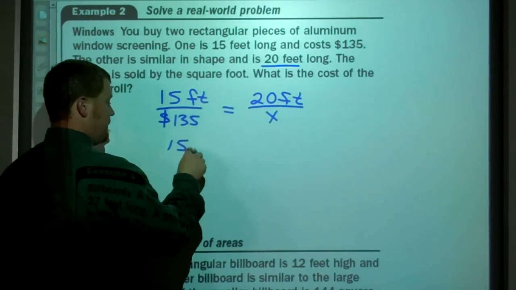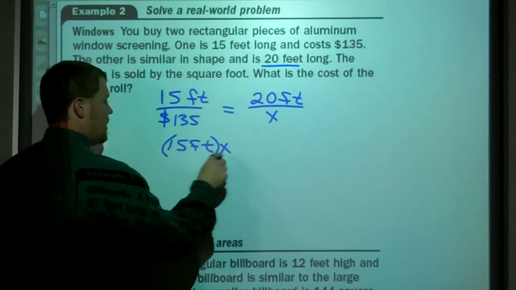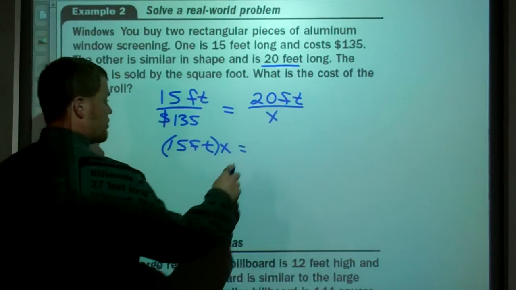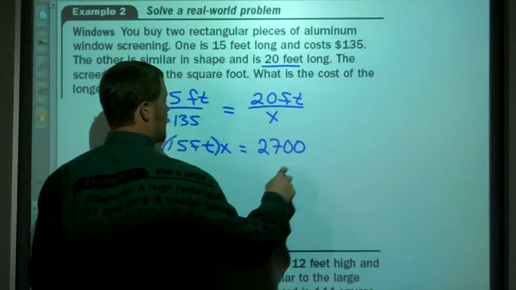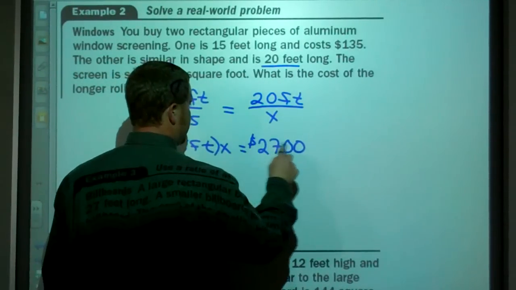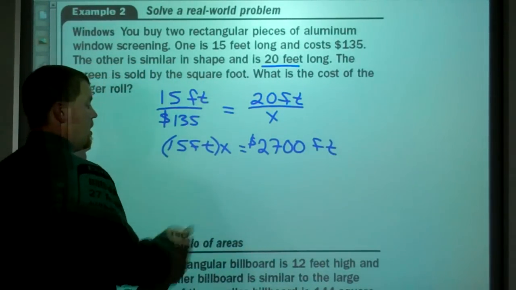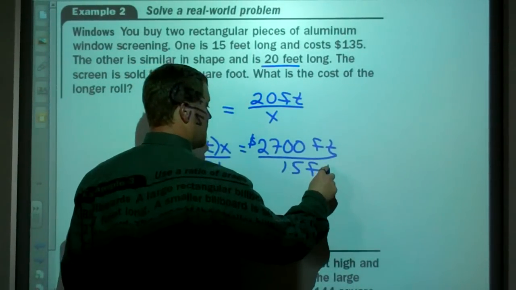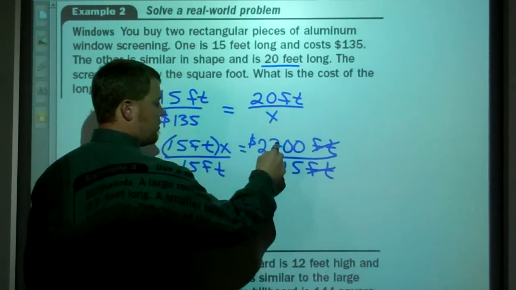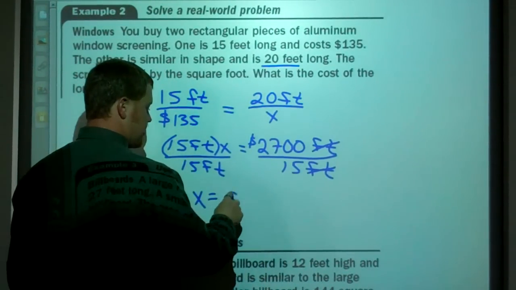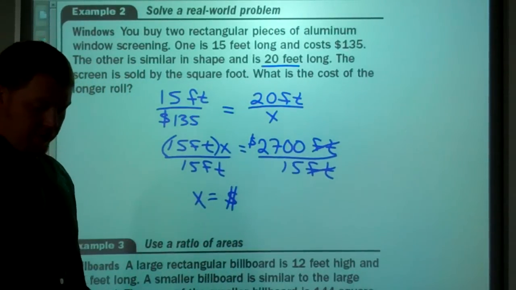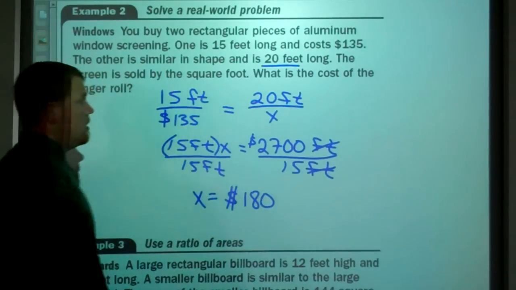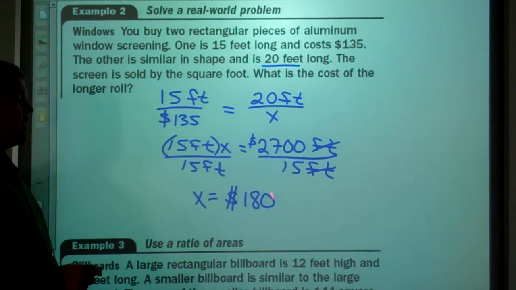Cross multiply, so we get 15 feet times x equals 20 times 135, which is 2,700. That's dollars and feet, multiplying the units as well. Divide by 15 feet. Feet divided by feet, those cancel. We're left with dollars, which is a good sign because we are looking for the cost. So 2,700 divided by 15, we get $180. So the 20-foot long roll is $180.